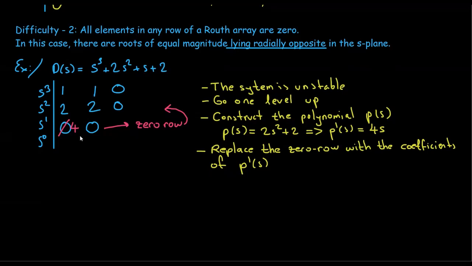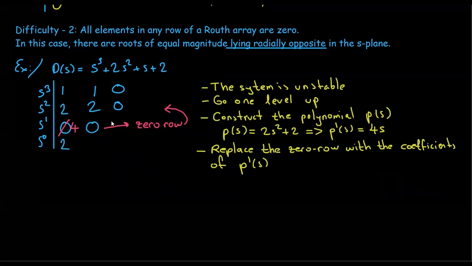And if I would like to continue filling in the array, if I go to the next row, this term will be equal to 4 times 2 minus 2 times 0 divided by 4. That will be equal to 2. Now we were able to handle the 0 row and fill our array. We will still investigate the first column to find the number of poles with positive real parts.